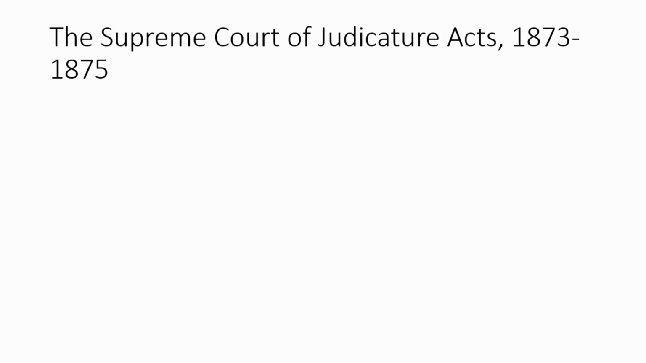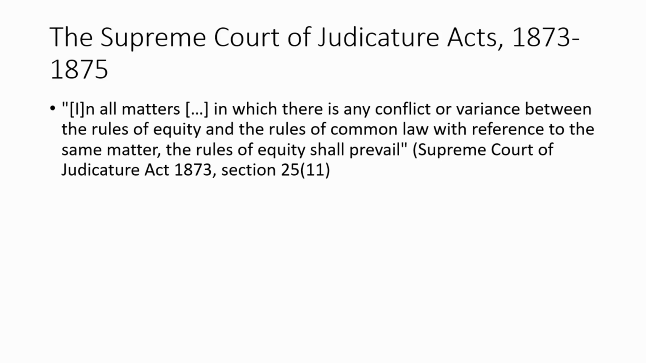So we need to think about what that means, and I'll try and clarify that a little bit. First of all, let's have a look at what the Supreme Court of Judicature Act 1873 said. Section 25, subsection 11 of that Act stated that from that point onwards, in all matters in which there's a conflict or variance between the rules of equity and the rules of common law with reference to the same matter, the rules of equity shall prevail. The effect of this provision is to confirm, beyond all doubt, the supremacy of equity. And the effect of this provision was well illustrated in the case of Walsh and Lonsdale.